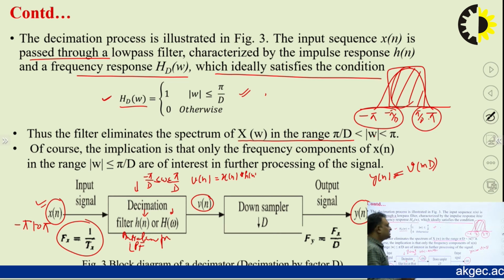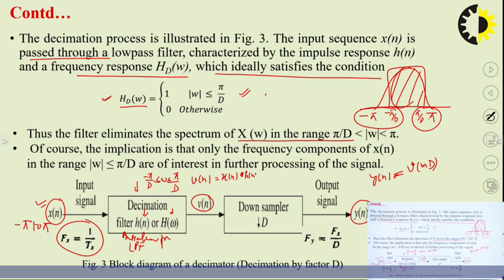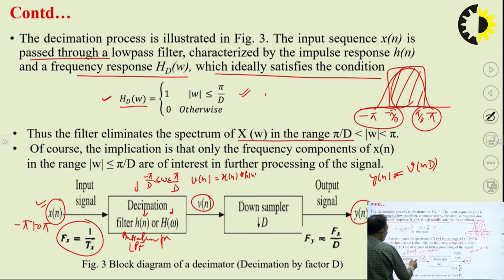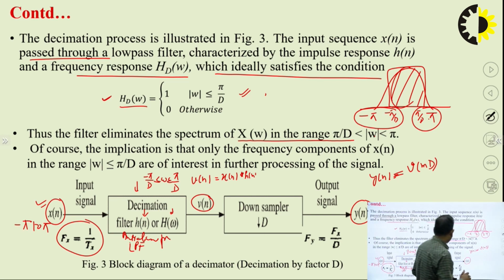So why have we done this? Because when we do the downsampling, what happens? Our spectrum will be stretched. So if π/D is there, when we do the downsampling, it will again come to minus π to π. If we do not do this, then the spectrum will be π·D to minus π·D, that is not possible actually, and due to that there will be an aliasing effect. So that's why we have taken a low pass filter which lies in the range minus π/D to π/D.